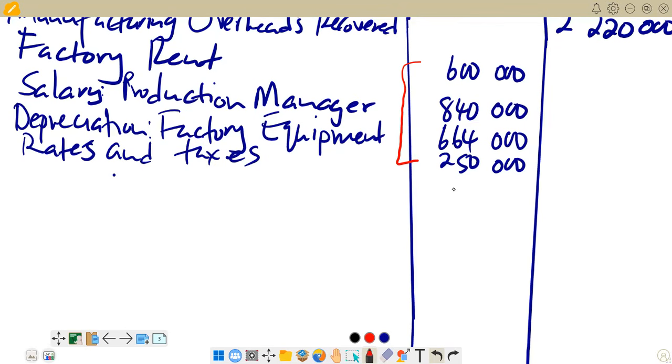When we find this total, we are supposed to compare it with the manufacturing overheads recovered, 2,220,000. We compare this one with this one, and then we are going to see whether it's under recovered or over recovered. If you add these four figures, the total that you are supposed to get there is 2,354,000. So that's what we have there. There's our total.